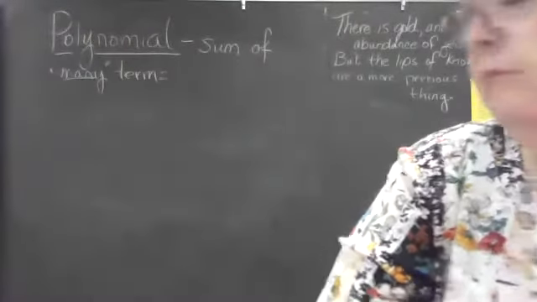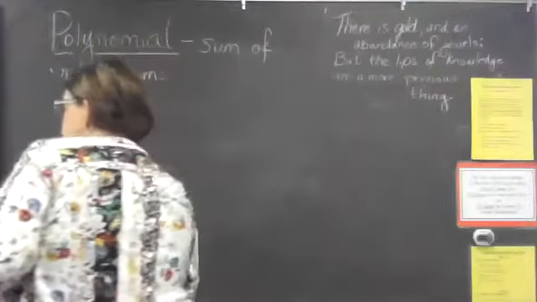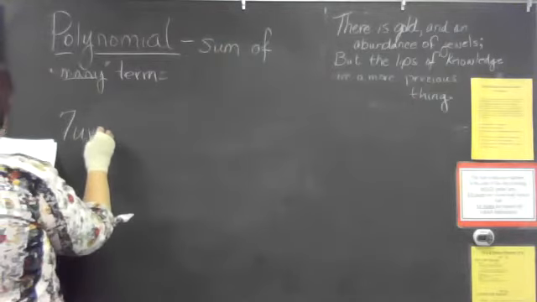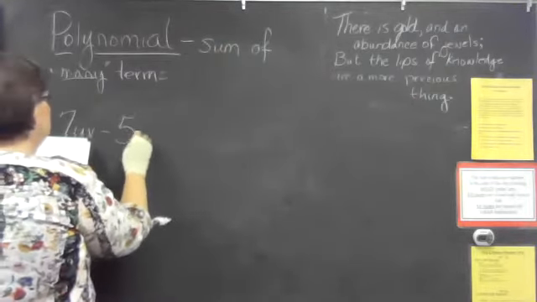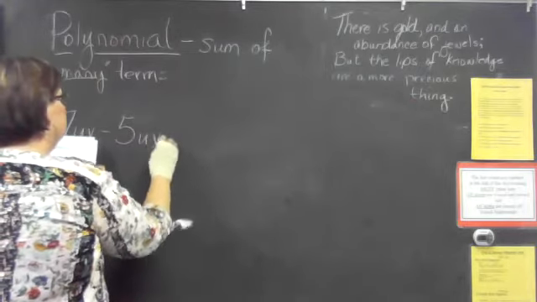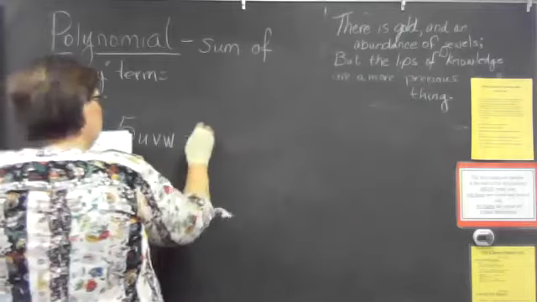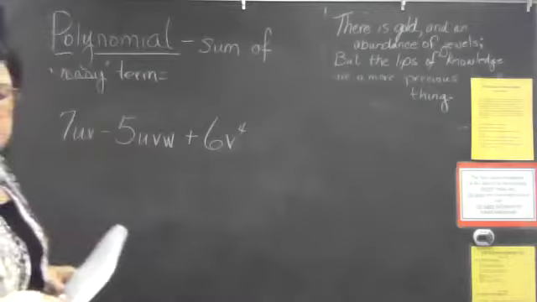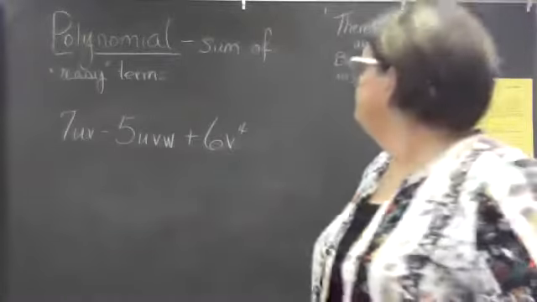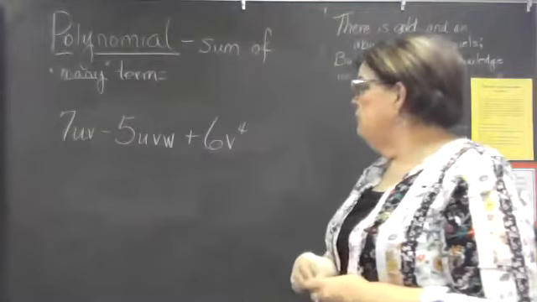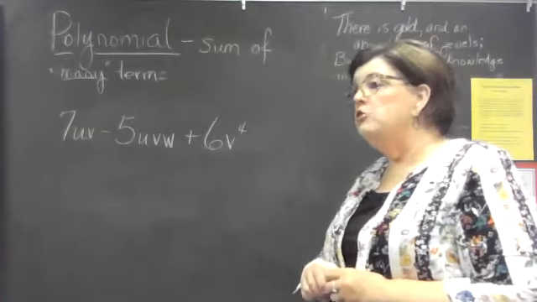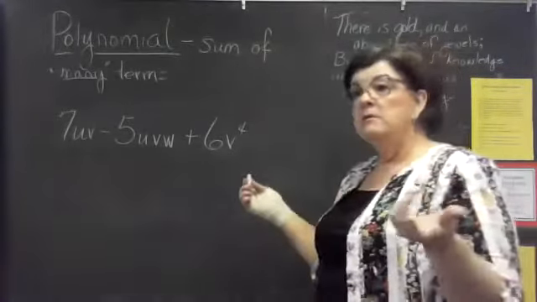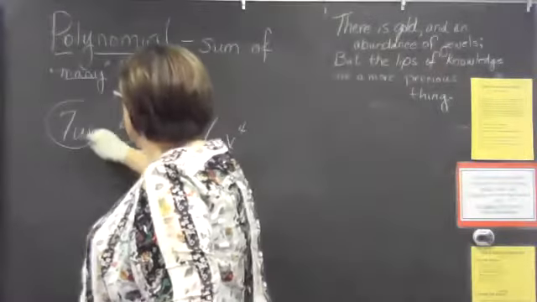Okay, terms. Terms are easy to look at also. Look at this: 7uv minus 5uvw plus 6v to the 4th. This is an example of a polynomial, and it is qualified as a polynomial. Now you're going to understand terms quickly because the terms are going to be separated by a plus or a minus. Okay, so here is a term.